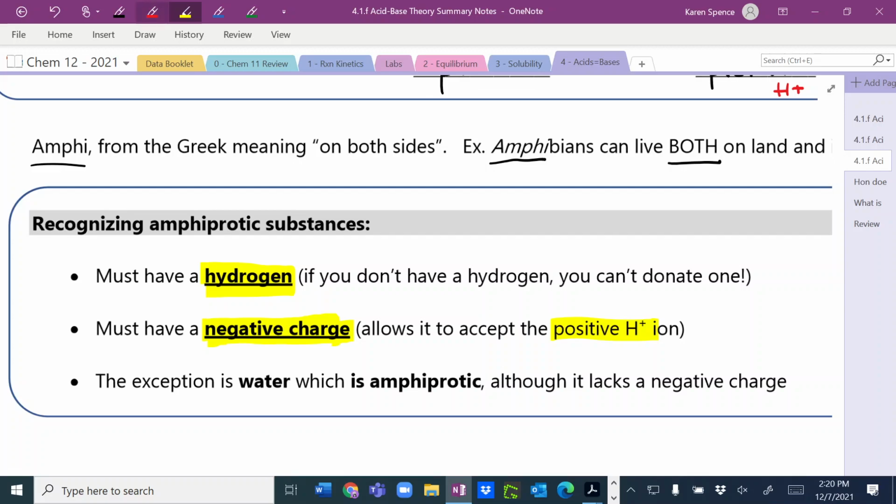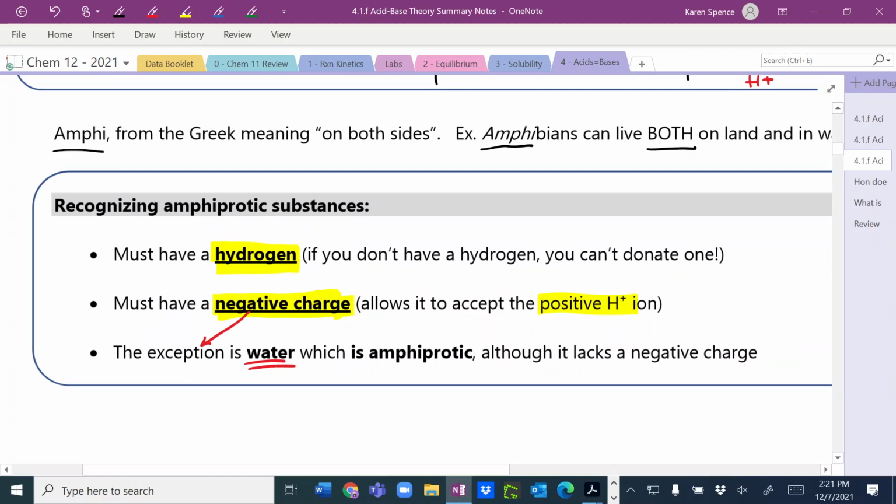However, there is an exception to this negative charge rule, and that exception is water. It is amphiprotic even though it does not have a negative charge. But you'll find that all the rest of them that have a hydrogen and are negative are all amphiprotic, or at least almost all. Okay.